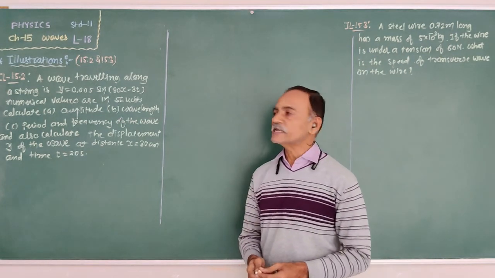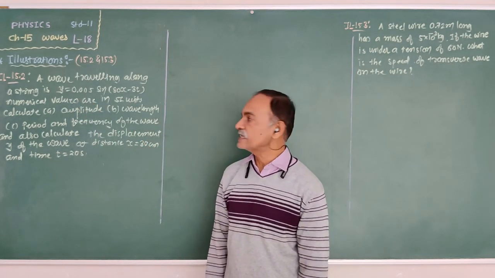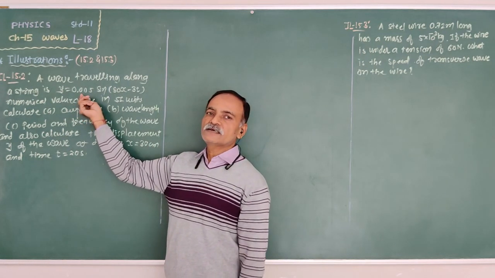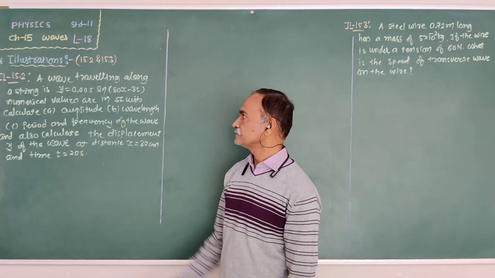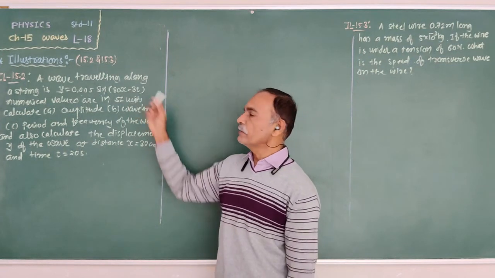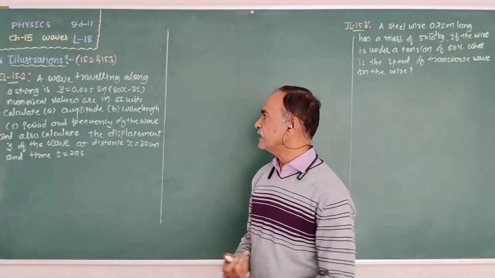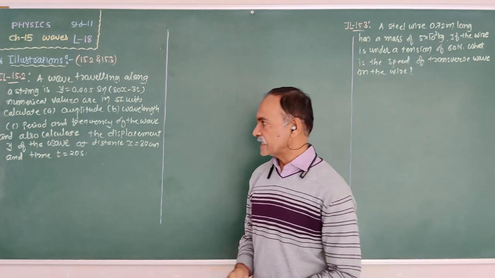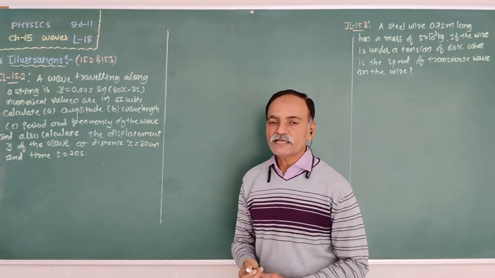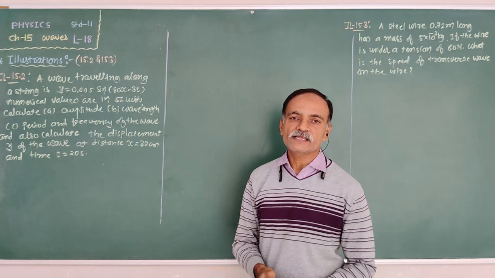A wave traveling along a string is represented by y equals 0.005 sin(80x minus 3t). Numerical values are in SI units. That means the amplitude A is equal to 0.005 meter, the wave vector is also given in SI units, and the angular frequency omega, 3, is also in SI units. First we have to calculate the amplitude, second the wavelength of the wave, third the periodic time and frequency of the wave, and also calculate the displacement y of the wave at distance x equals 30 centimeter and at time t equals 20 seconds.